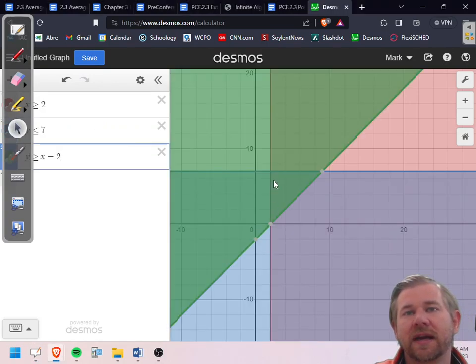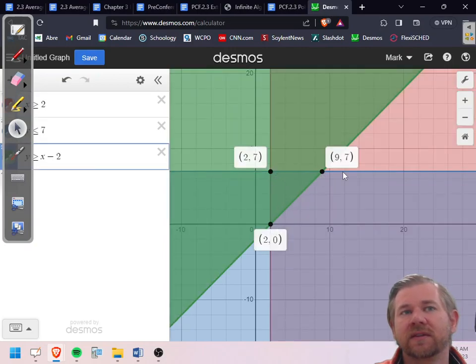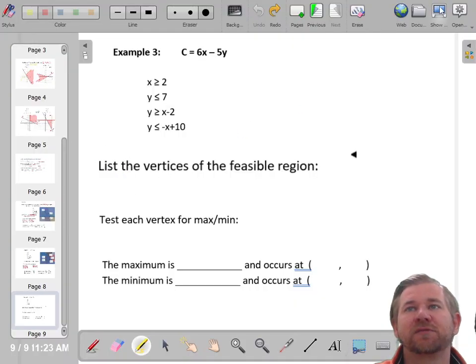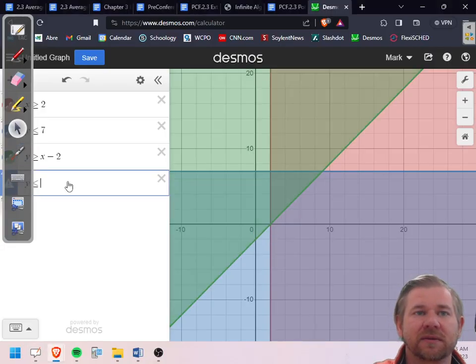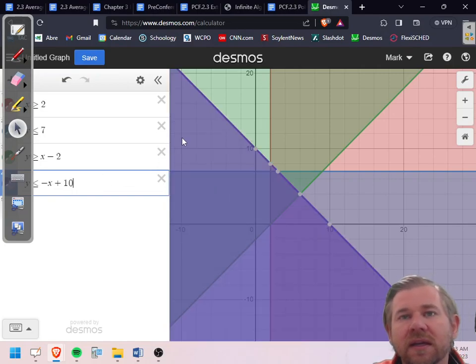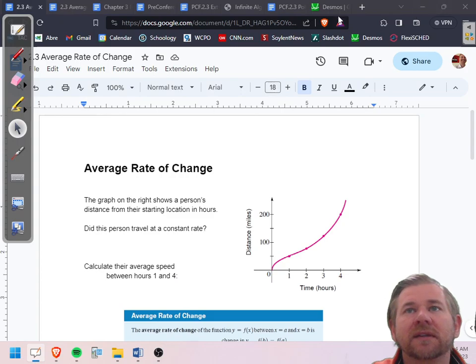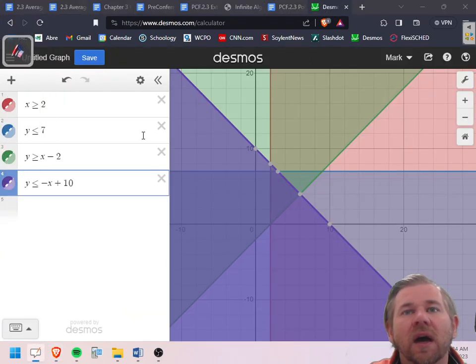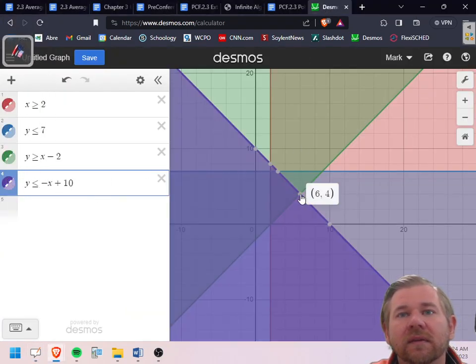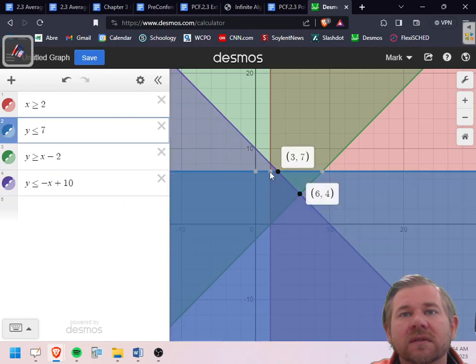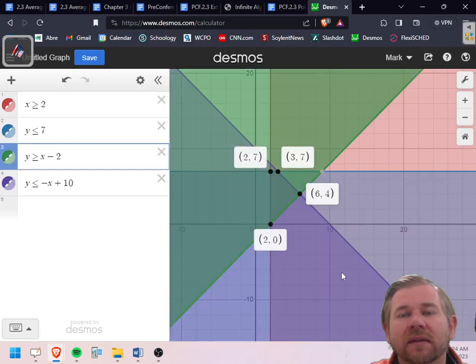Okay, so right now we're looking at this as our feasible region. Greater than 2, less than 7, and then above that line. And then negative x plus 10. Y is less than or equal to negative x plus 10. Okay, so where's the overlap for all of them? Whoa, come back, Desmos. Here it is. All right. Let's see. This, that. That is the feasible region. That's the overlap for all 4.